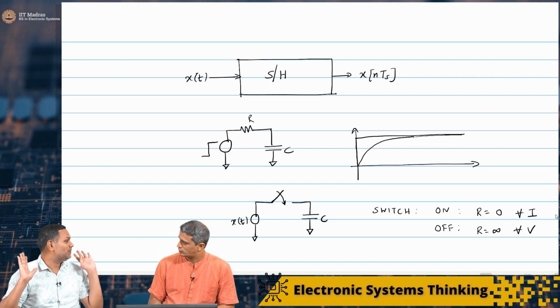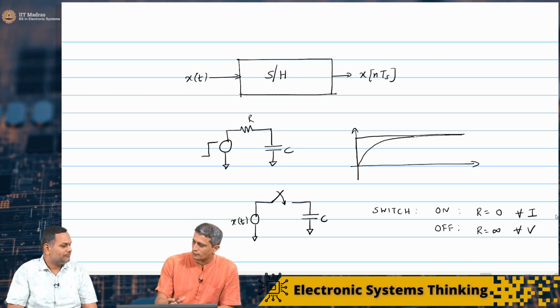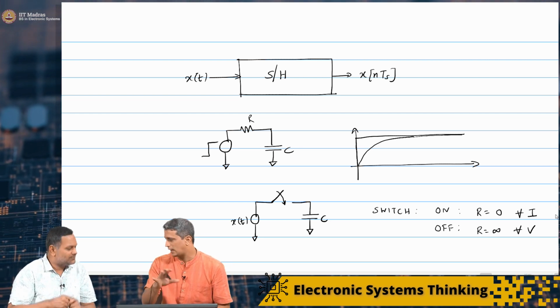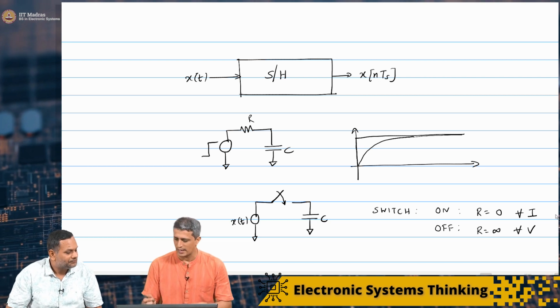But the capacitor should be constant. Yes, exactly. But of course, x of t is not going to change drastically. That we already know. Okay, so great.